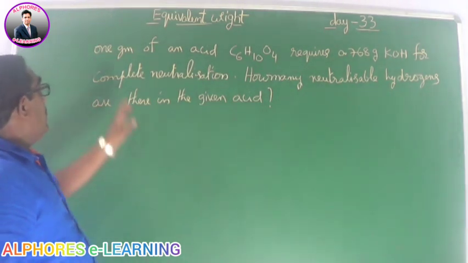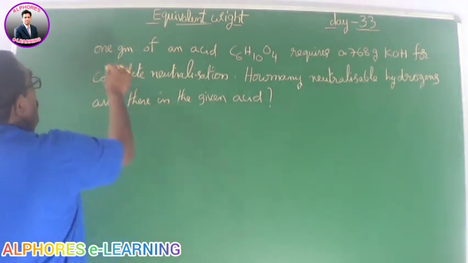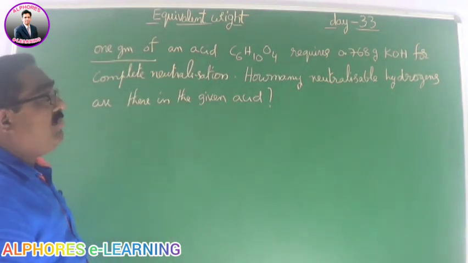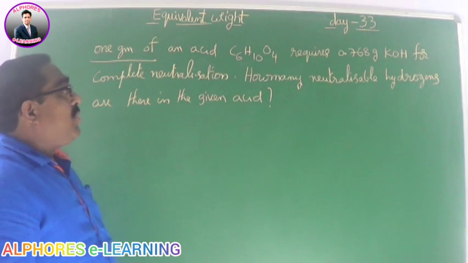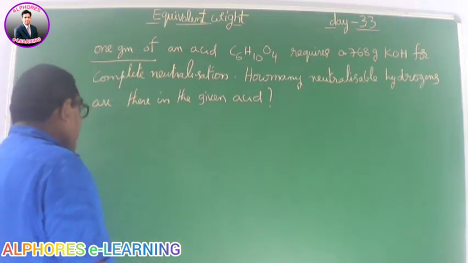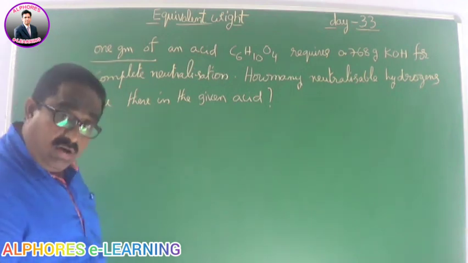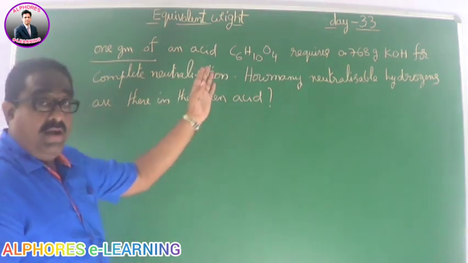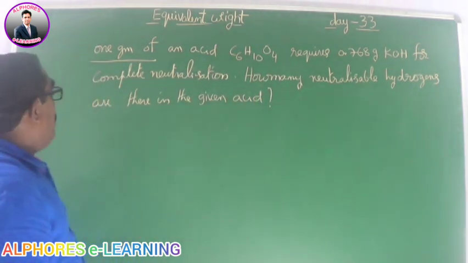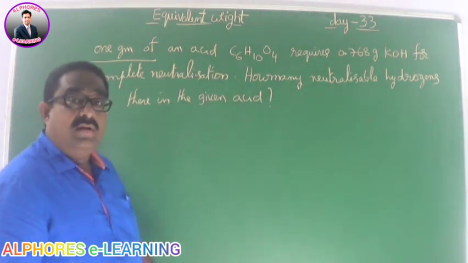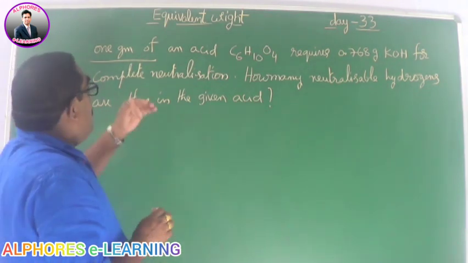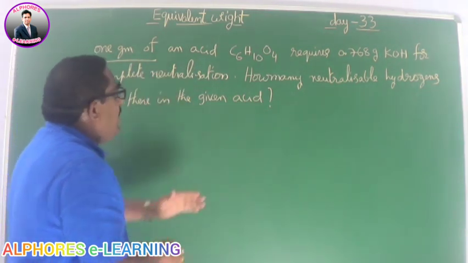Please write it down. Once I will repeat the data. 1 gram of an acid, as given the formula of acid as C6H10O4, requires 0.768 grams of potassium hydroxide for complete neutralization. An acid and a base he has given. How many neutralizable hydrogens are there in the given acid? So how to solve this question?